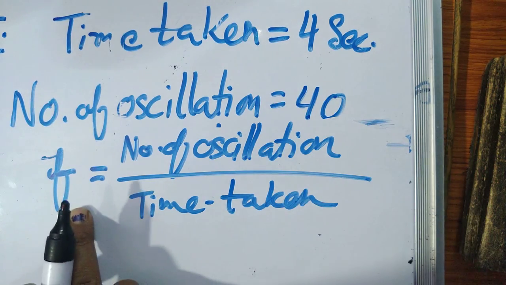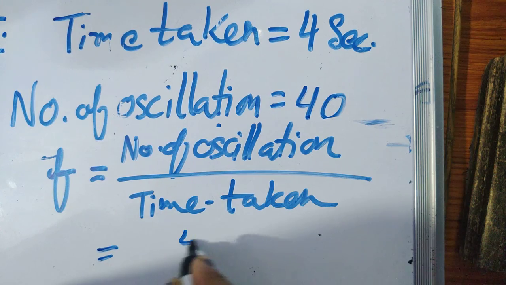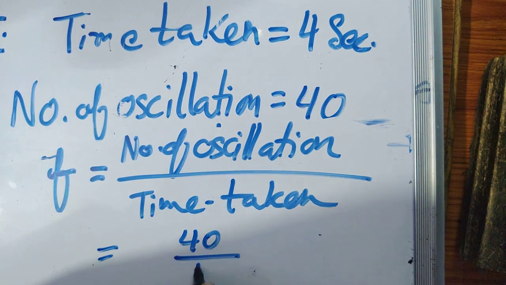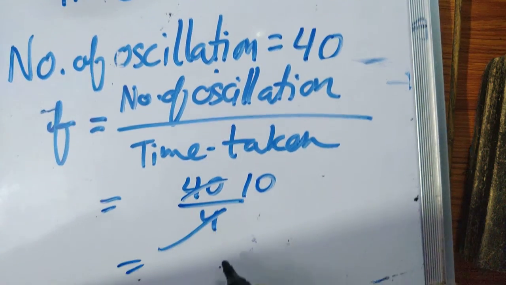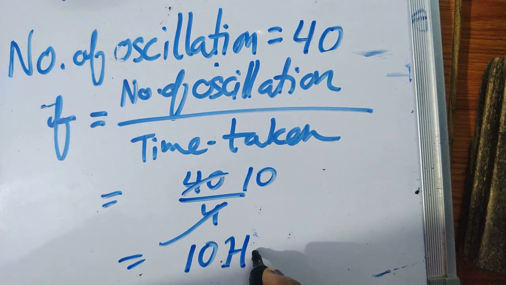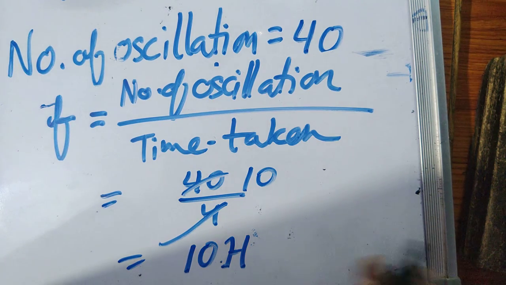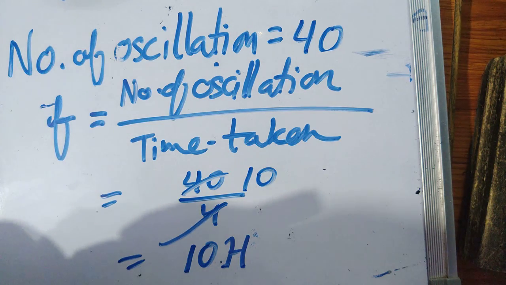The symbol for frequency is f, small f. Got it? So the number of oscillations was 40 and time taken was 4. So finally, if we cancel, we will get 10. So frequency is equal to 10. What is the unit of frequency? Hertz. So frequency is how much? Frequency is 10 hertz. Got it?